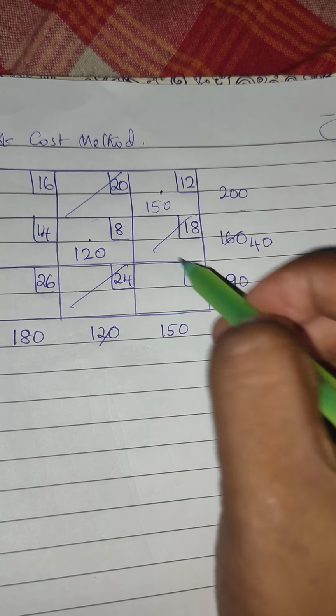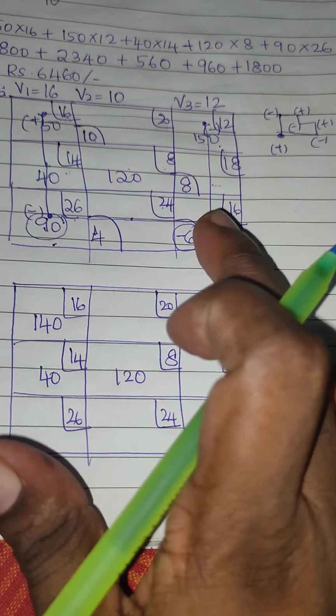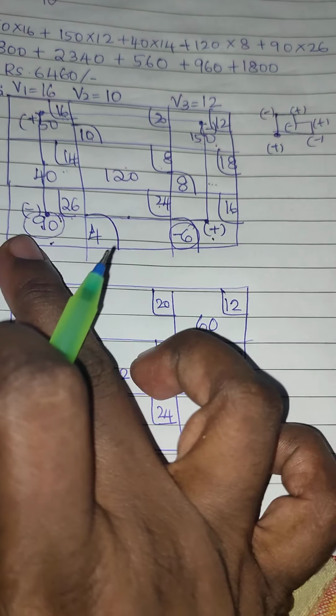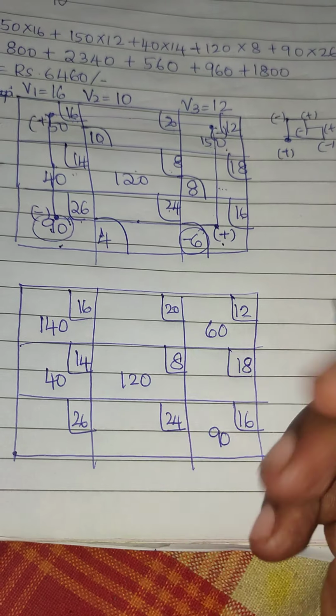Okay. In the second row, there are no positive or negative signs, nothing. So I'm just going to write the numbers. In the third row, there is a 90 negative. So this becomes an empty cell. And here the 90 is added. So my unoccupied cell shifts from here to here. It has shifted from here to here.